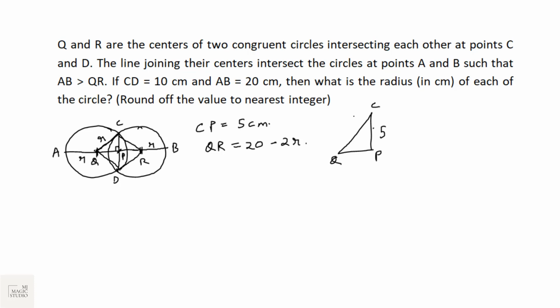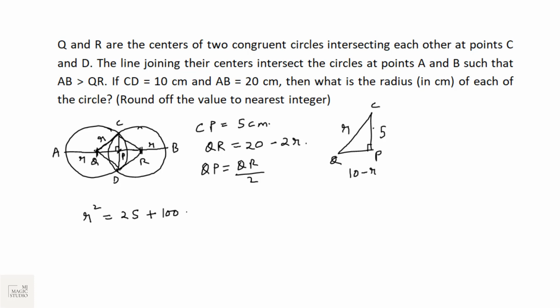CP is 5 centimeter, CQ is R, and QP is nothing but QR by 2. So, QP is (10 minus R), that is (20 minus 2R) divided by 2. Now, this is a right angle triangle. We can use Pythagoras theorem. Hypotenuse squared equals perpendicular squared plus base squared.